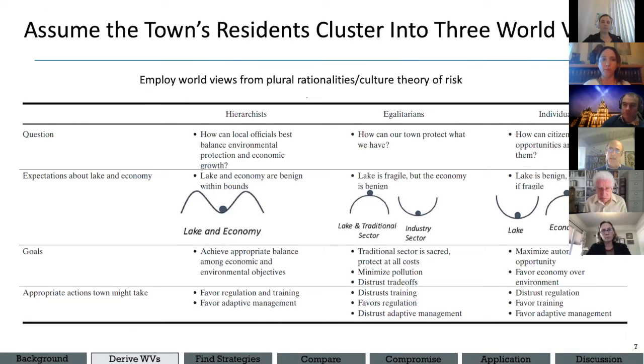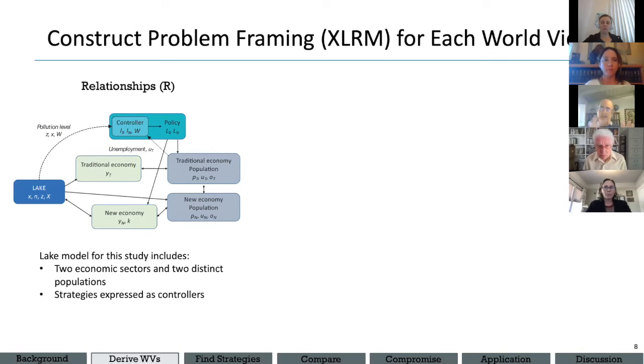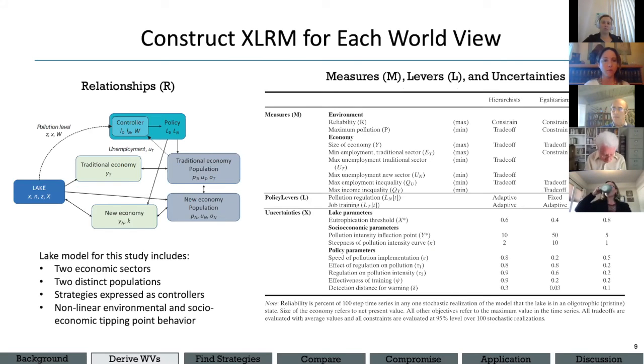So a classic thing one does in BMD analysis is do a problem framing using this XLRM framework: uncertainties, policy levers, relationships, measures. So in this analysis, everybody uses the same structure of the model. And this is the classic lake model, that we've augmented in two ways. One, there are two economic sectors with two distinct populations that serve them, traditional economy and new economy, which is obviously meant to be a wild abstraction of some of the fundamental rifts in our society right now. And then we make policy as controllers in a control theory sense, which observe things and adjust as they go along, if one is into that sort of policy. Then we have our measures, levers, and uncertainties.